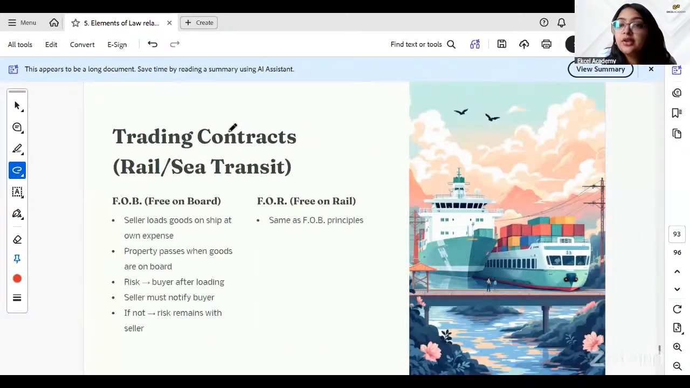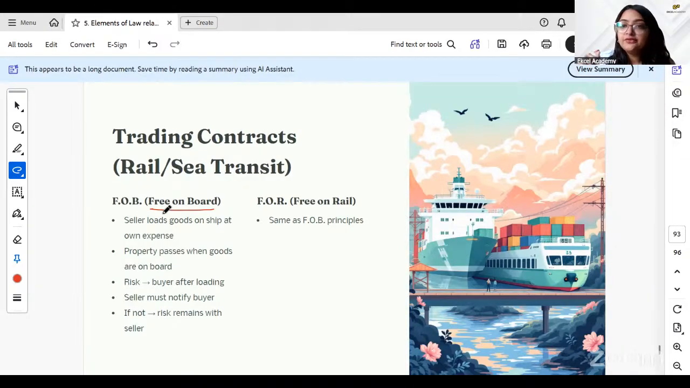Next comes the trading contract, specifically with respect to your rail or sea transit. Now we have these terms. Let us understand this one by one, and then we will reach the conclusion of this chapter. So now, what is free on board? The seller loads the goods on the ship at their own expense.